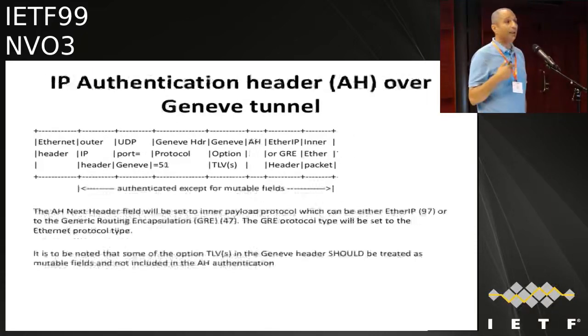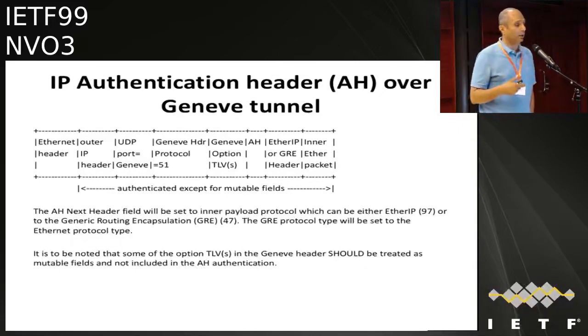The next slide here is for the AH. And AH again is another IP protocol, of type 51. Here, same idea: we have the outer IP header for the Geneve tunnel, then the UDP header with the port equal to Geneve. Then the Geneve header next protocol is going to be 51. Then we have the option TLVs, the authentication header, IPsec AH, then again the GRE and the inner payload.